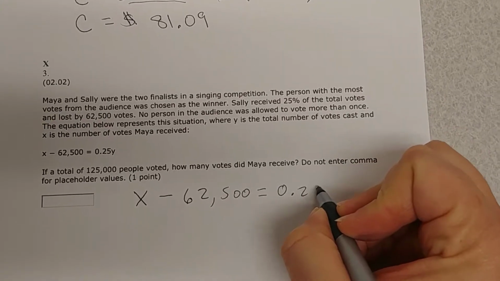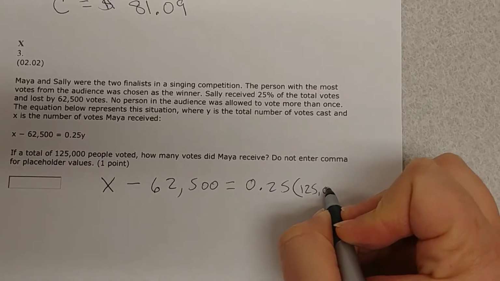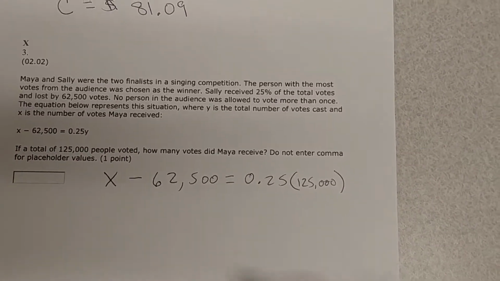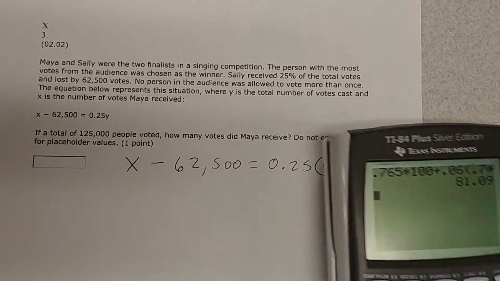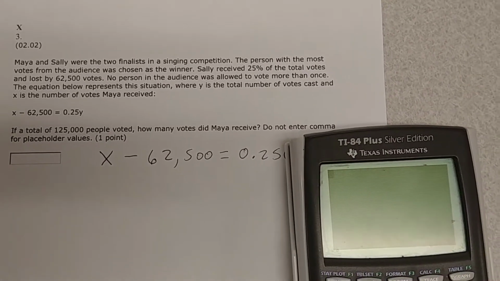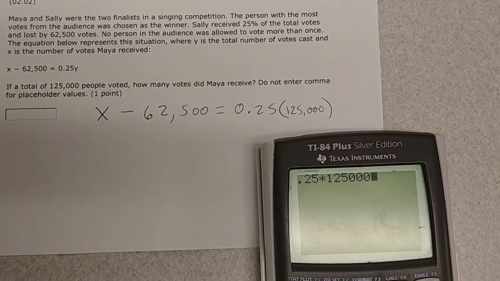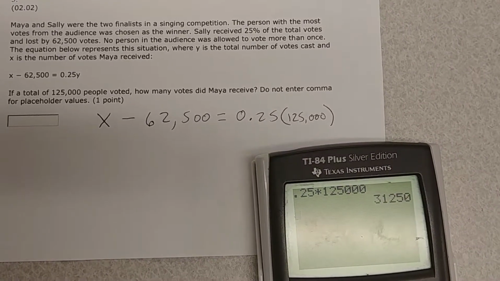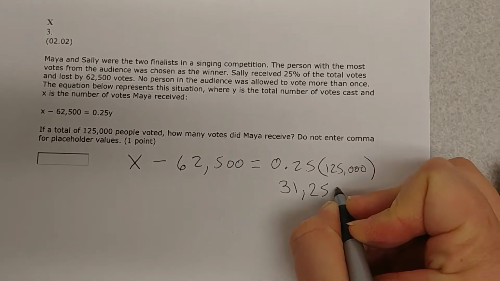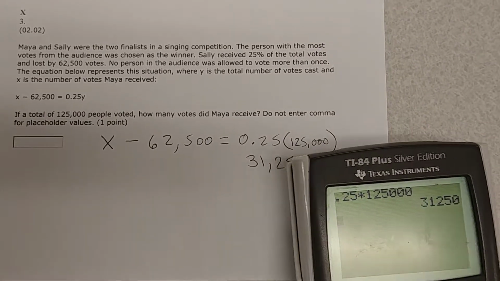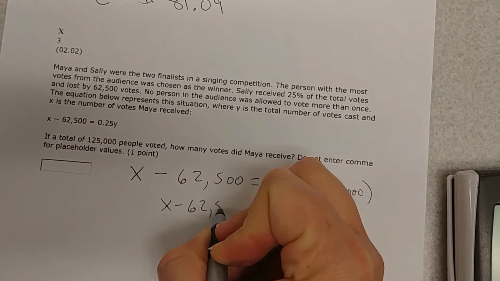And on this side, this is where I'm going to insert the 125,000. And then again, I'm going to go ahead and put this in my calculator right now and get a number for that. So that's going to be 0.25 times 125,000, and that gives me 31,250. Okay, so now I have that equal to X minus 62,500.